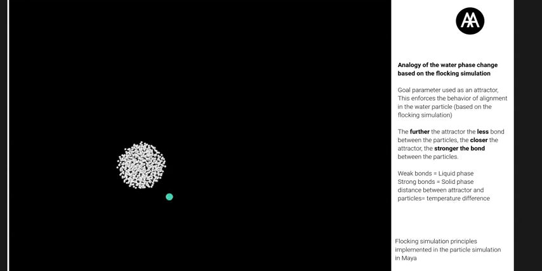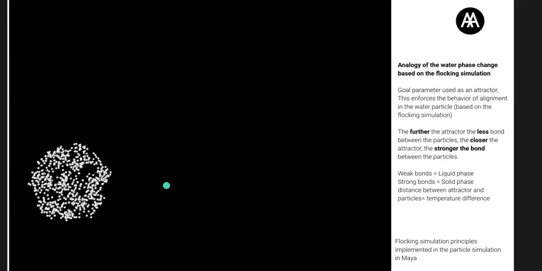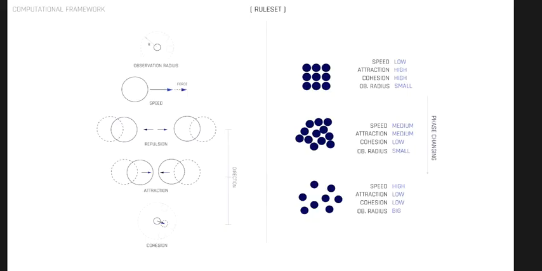And then we try to be more specific and try to find our rule set. So this is the basic rule set for the flocking, and we start from the observation radius. Speed is something that we should control, and then the direction of its molecule, which consists of forces of repulsion, attraction, and cohesion. Question: is there repulsion?